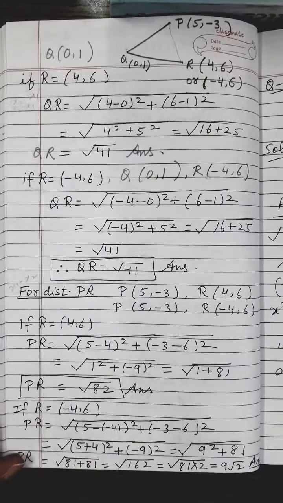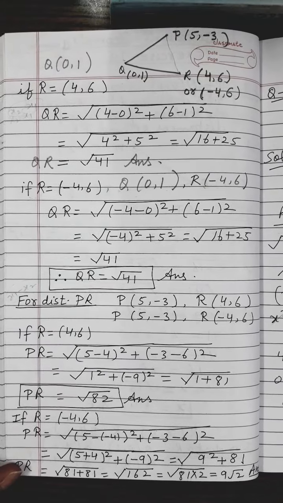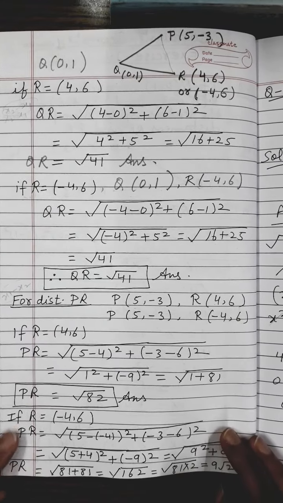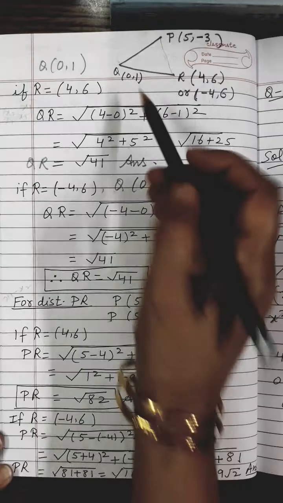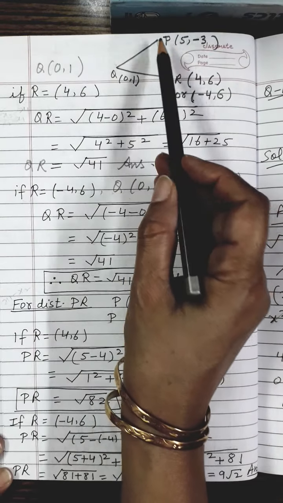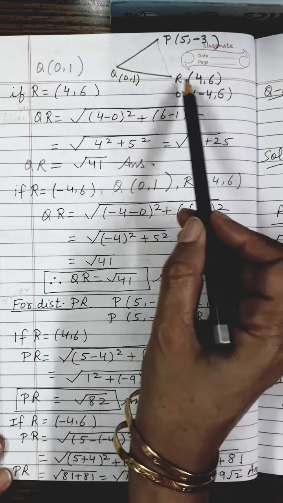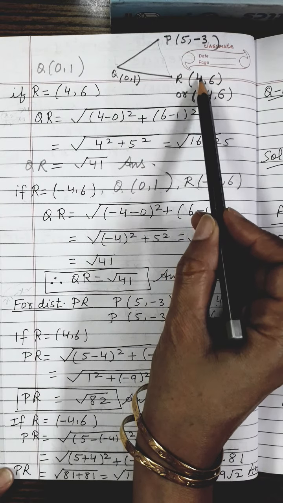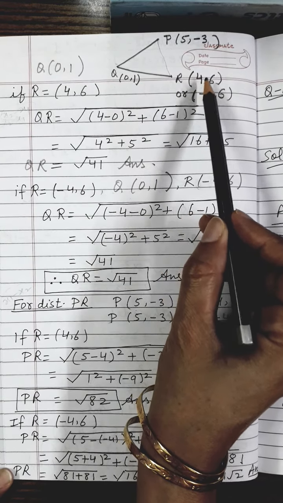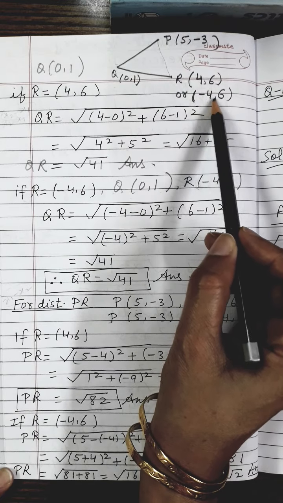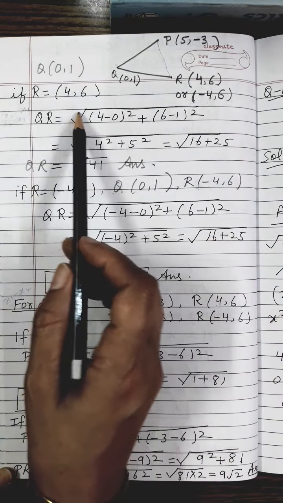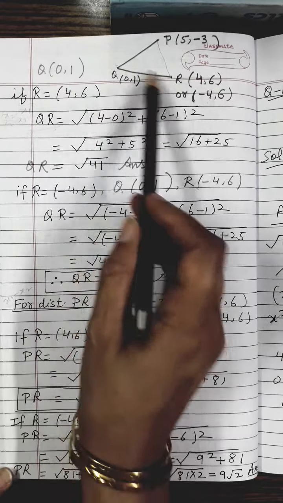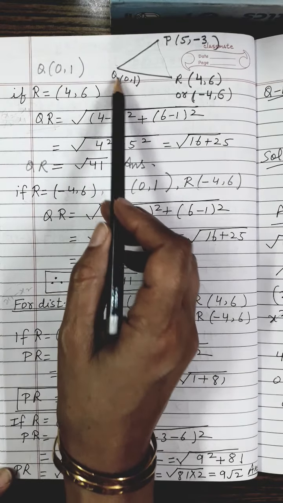So this will be like this. I am drawing the figure again on this page just to make the question more convenient to understand. This was your Q point (0, 1), P point (5, -3), and point R, because we have calculated two values of R. So coordinate R can be either (4, 6) or (-4, 6). Now I have to calculate the distance QR.